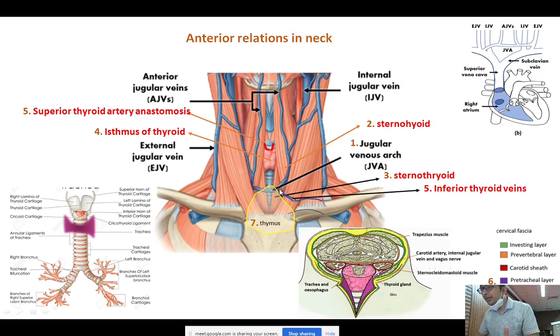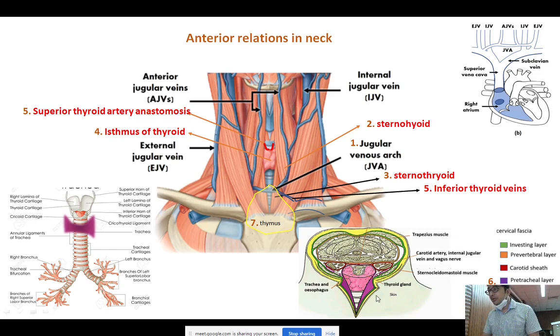Now while doing tracheostomy, you should be knowing what are the structures I'll be encountering. So this is a procedure which a simple MBBS should be knowing. Okay, so you should be knowing all this anatomy. So is this part clear, the anterior relations of the trachea in the neck? Yes?